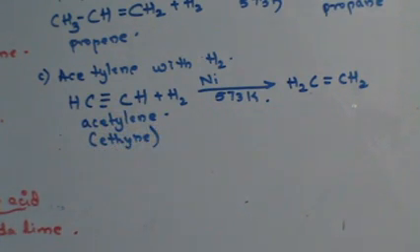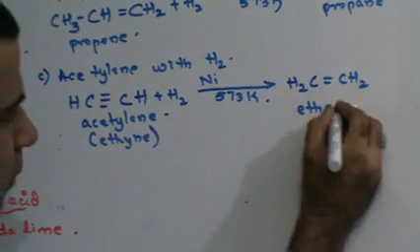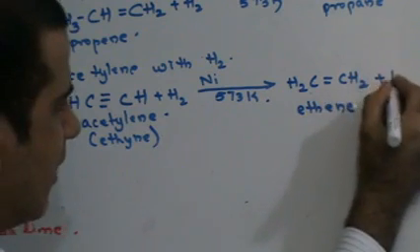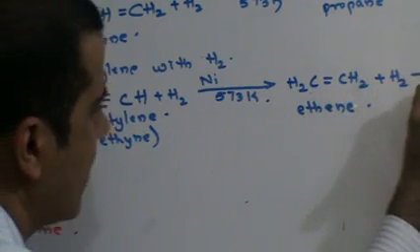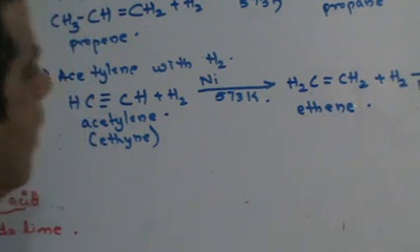Okay? This gets converted into 2 carbon atoms, therefore eth, double bond, therefore ene. Right? Do you understand this? This gets converted into ethene. The ethene so formed further reacts with hydrogen that is already present, in the presence of nickel at 573 Kelvin.